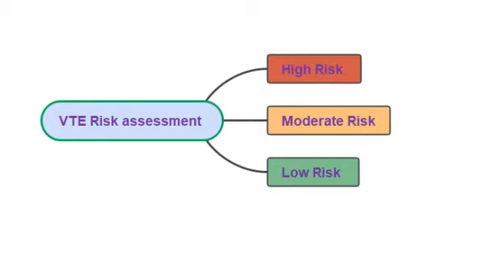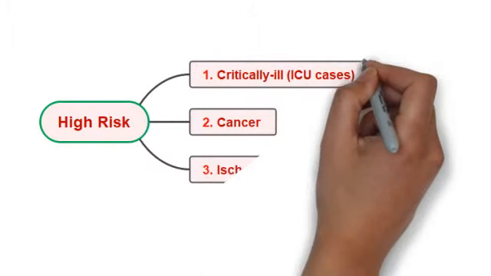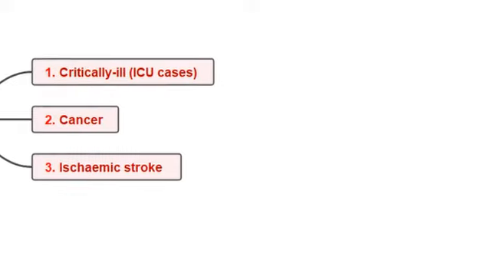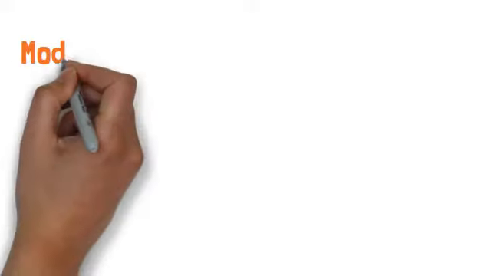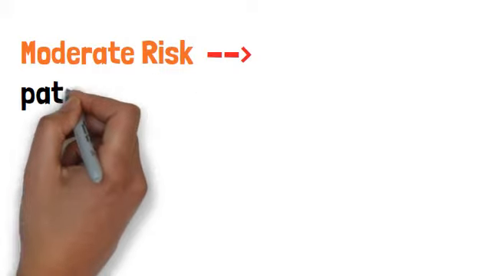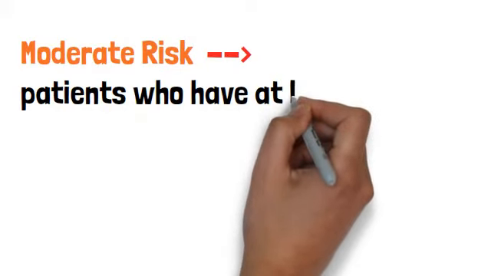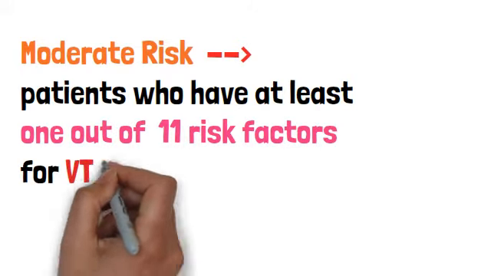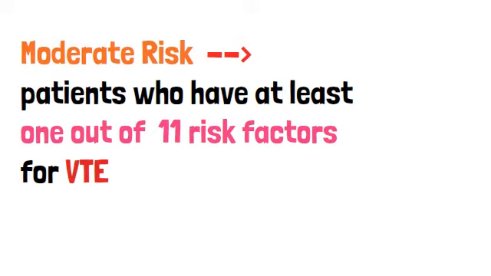We categorize the patients into 3: high risk, moderate, and low risk. If we start with high risk patients, we look for 3 things: critically ill patients, cancer patients, and ischemic stroke patients. Moderate risk patients have at least 1 out of 11 risk factors for venous thromboembolism.